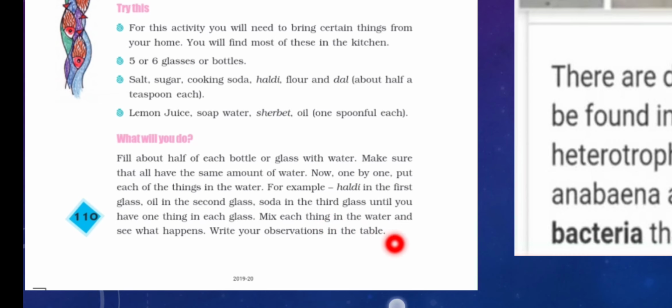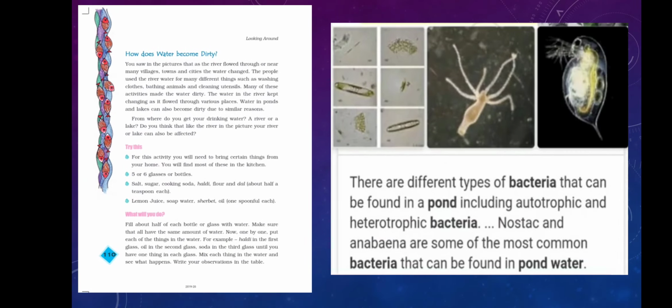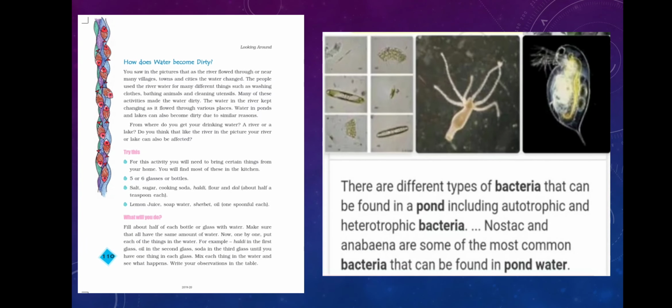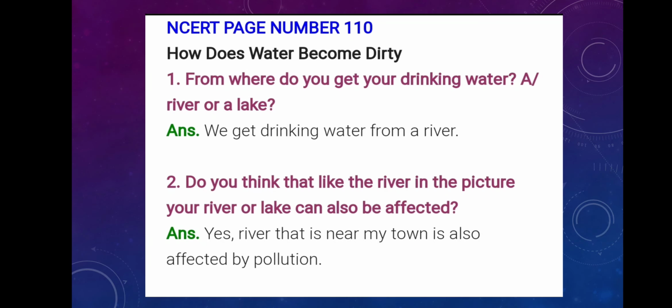Write your observation. So all these things, salt, sugar, cooking soda, haldi, lemon juice, sarbat, soap water, these several types of things we have to take. We have to take some glasses, and the glasses will have the same amount of water. One by one, you have to mix everything with the water and observe what happens. Okay, so let's see how the water becomes dirty.